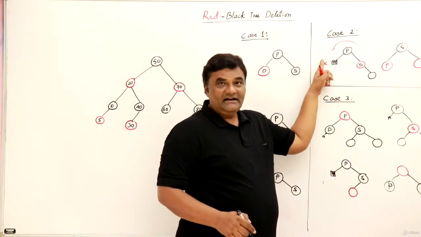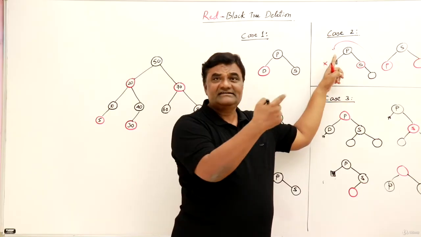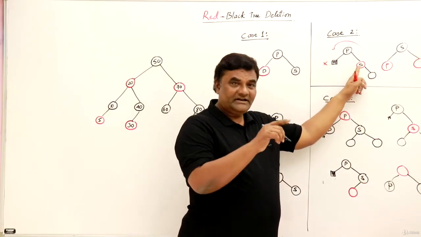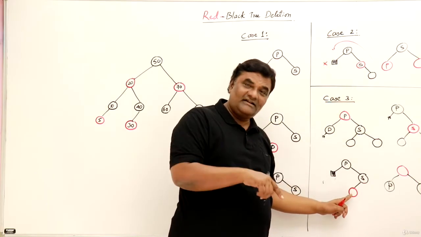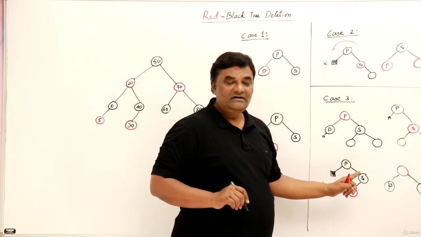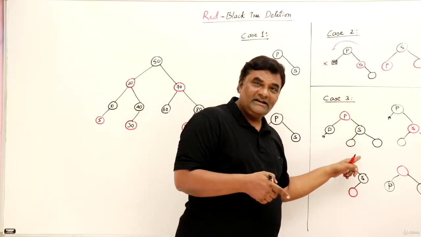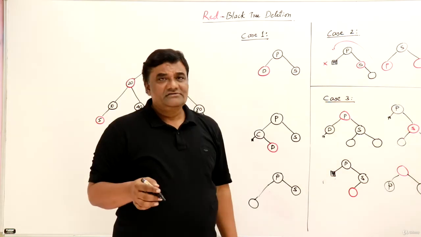If the node is black, then it will become double black. Then see the sibling. If it is red, rotate. If it is black and children are red, rotate. If it is black, children are also black, recolor. So this is the procedure.